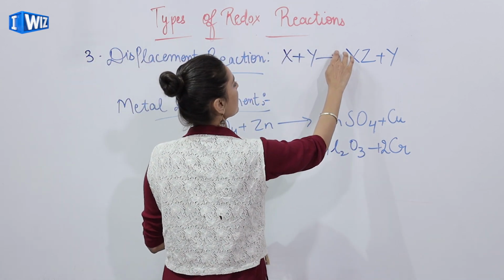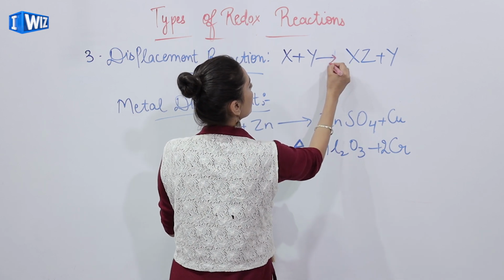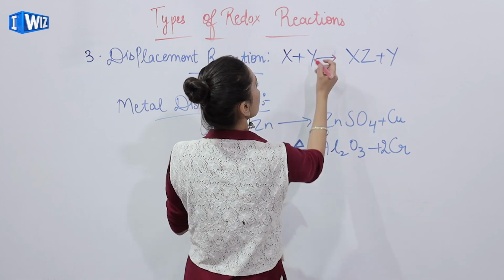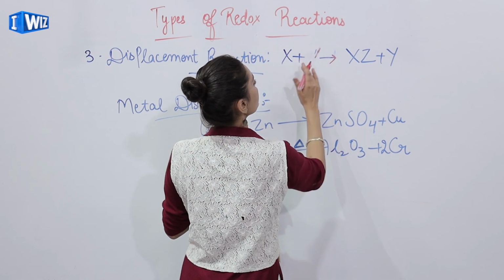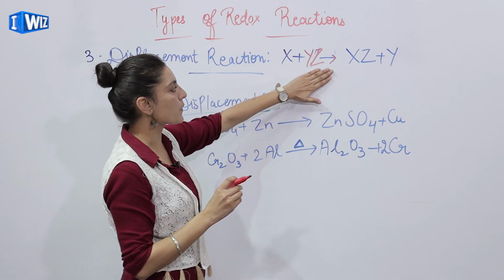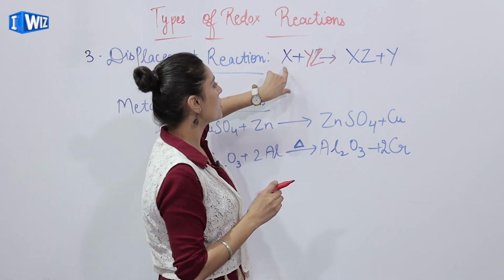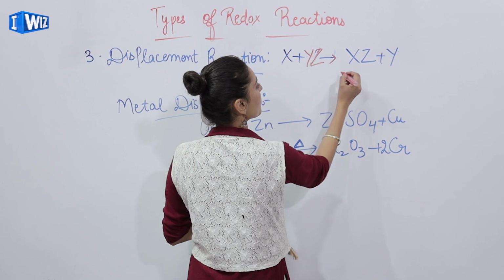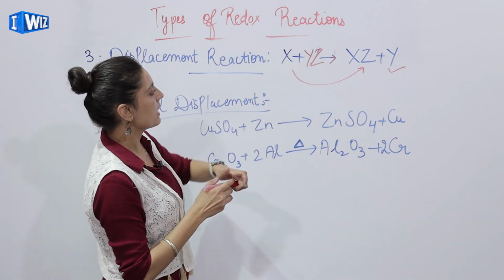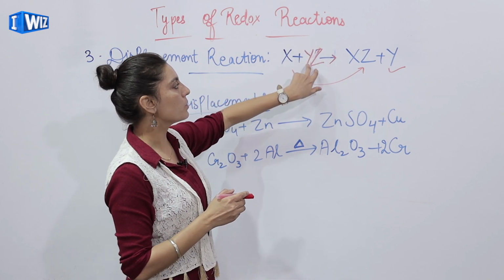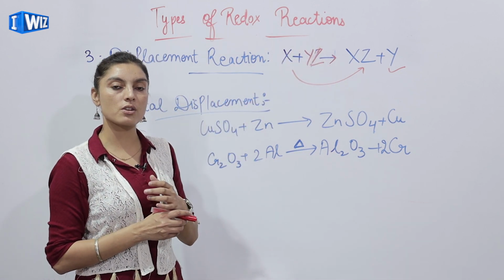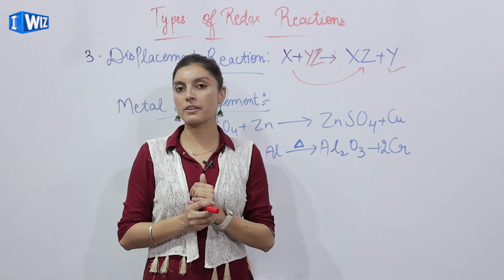Please have a look over here. We have this x plus yz combining to give xz plus y. So we have this particular compound which is yz, and here is the x. So there is a new formation of the compound which is xz, and here it is the y. We could say that here in this compound x has displaced y, and hence it has led to the reaction which is known as the displacement reactions.